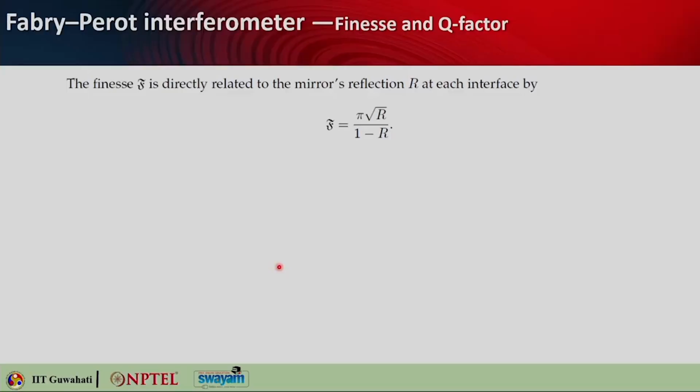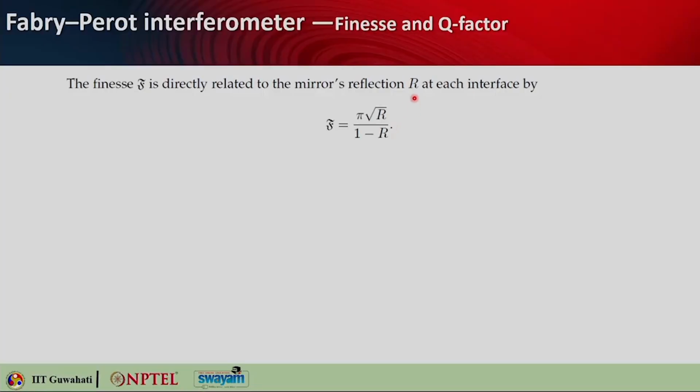There is another parameter that is called fineness, how fine it is. It is directly related to the mirror's reflection at each interface. Why mirror? Because every reflecting surface is a mirror, right. Ideally, a Fabry-Perot cavity that is used in a laser will have a very good reflector at one end, and at the other one it will be like 99.95 percent reflectance. So, they are very good mirrors to give you very good spectral selectivity. So, this mirror reflection plays an important role.